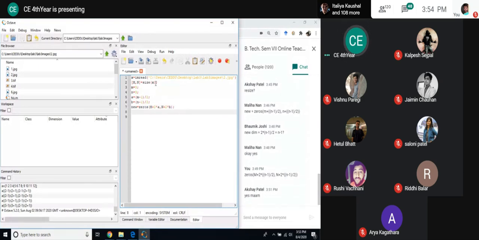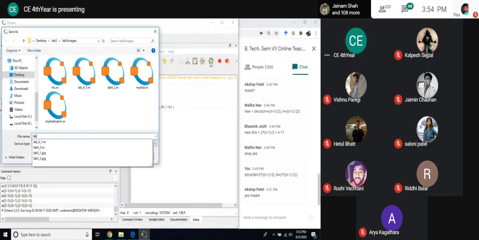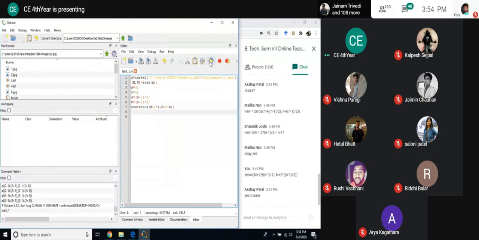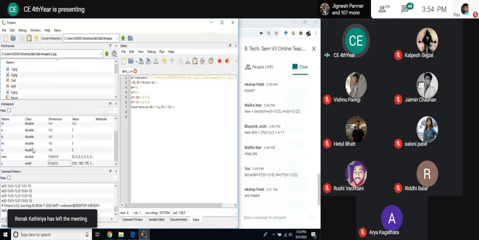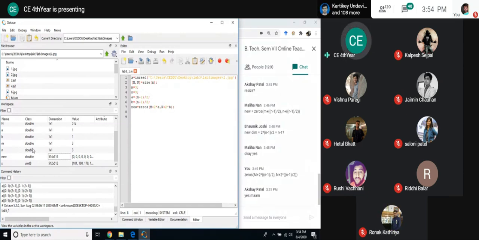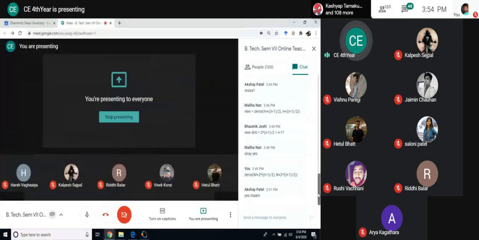So now if I run this, okay, if you see the dimension, x is my original image and it is 512 cross 512, and as expected 2 rows, 2 columns, one on both sides. So now the new size is 514 cross 514. Now tell me the next line of code.